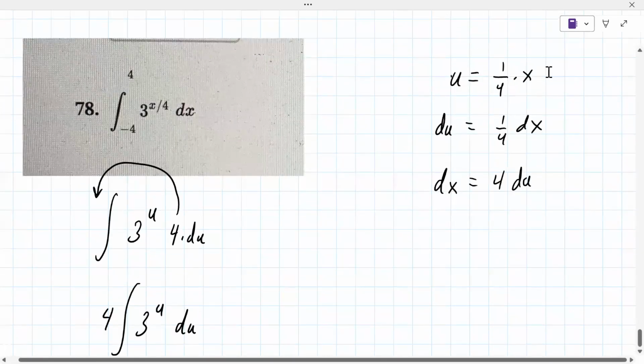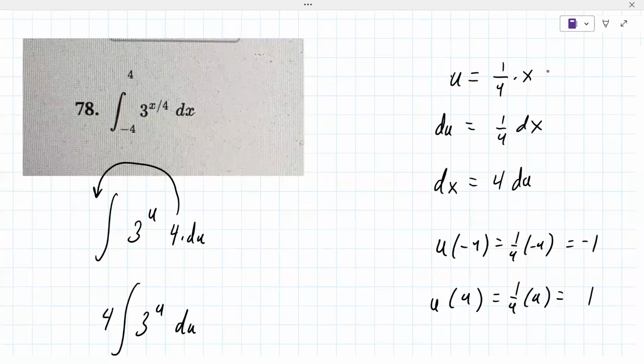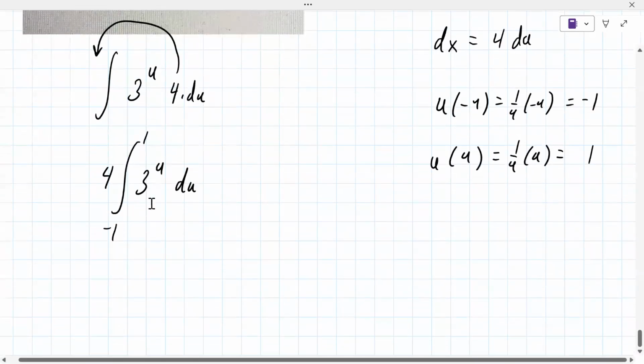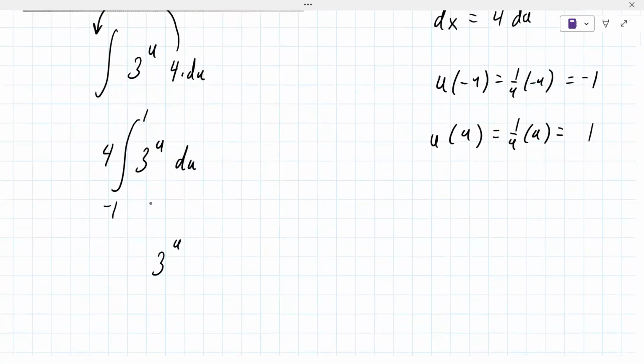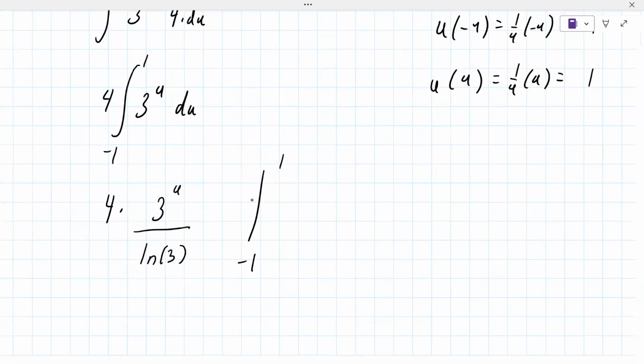I suggest doing the u of -4, which is 1/4 times -4, which is -1. U of 4 is 1/4 times 4, which is 1. So -1 to 1. I would do it that way. The antiderivative of 3 to the u is the same whether it's a definite or indefinite integral. It's still 3 to the u over natural log of 3. This 4 comes out in front, but then you're evaluating from -1 to 1. So it's always top minus bottom.